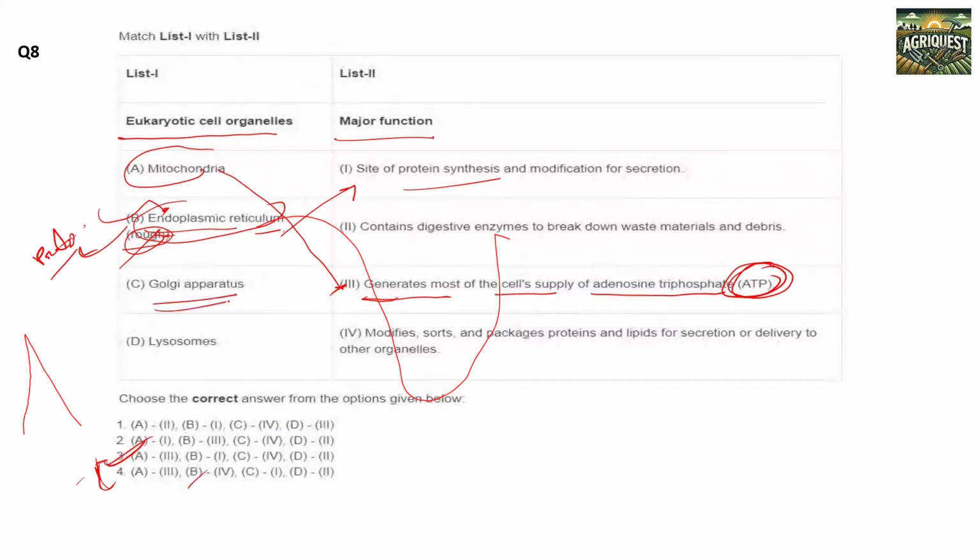And the Golgi apparatus modifies, sorts, and packages proteins. C is option 4. And the lysosome generally produces digestive enzymes to break down waste material and debris. So D is equal to 2. So the third option is correct.